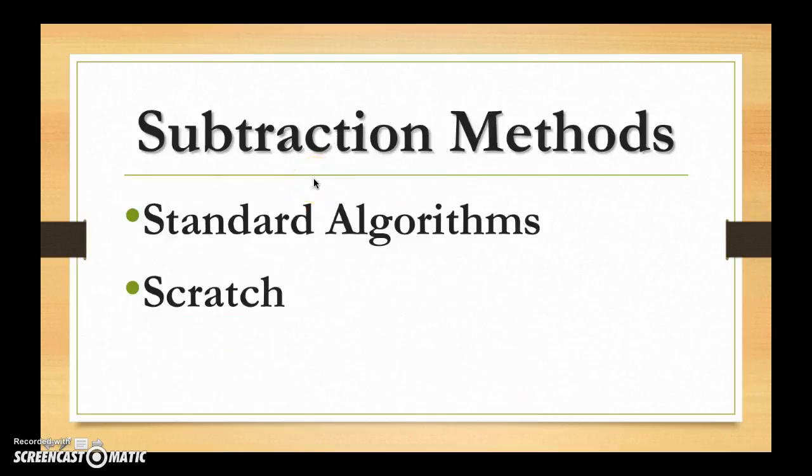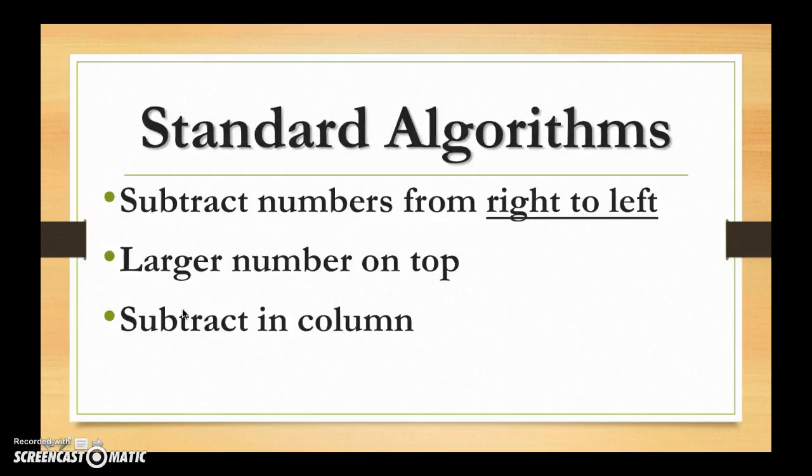Alright, now we're going to move on to subtraction methods. And we have the standard algorithms method, and we see the scratch method again. The standard algorithms method is also the standard way for doing subtraction today. You are going to subtract the numbers from the right to the left, and always make sure that the larger number is on top, and subtract them in their columns.